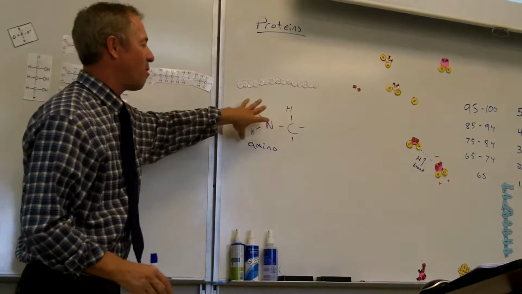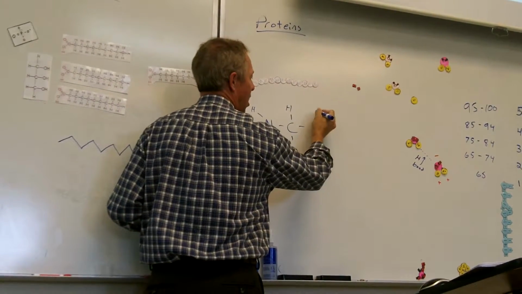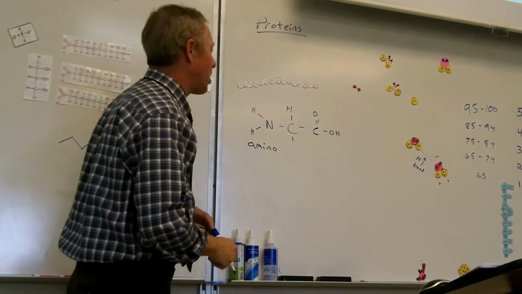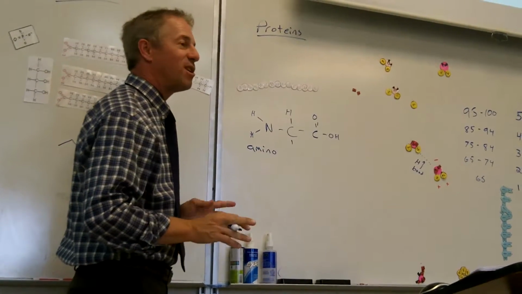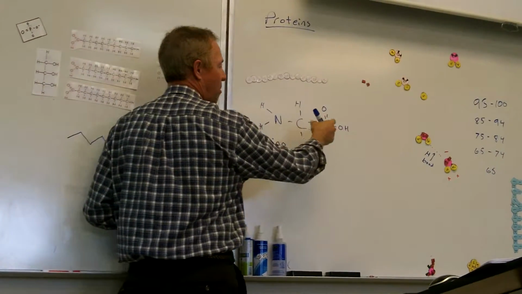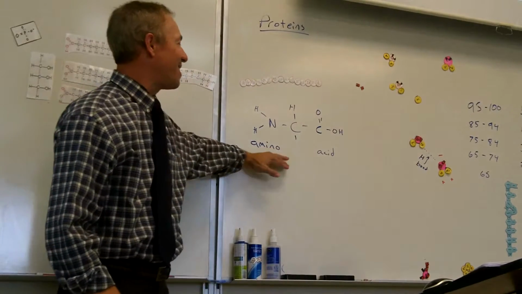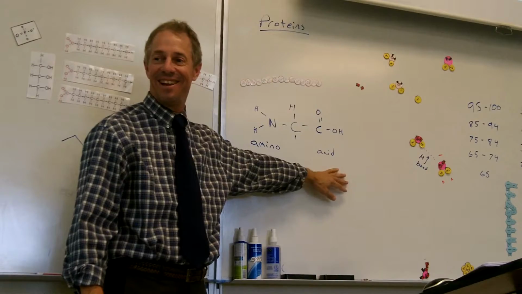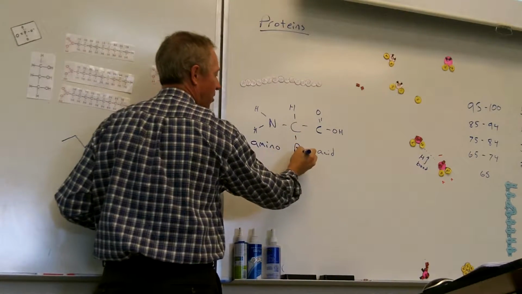So that's sticking off one side of the carbon. Off the other side of the carbon is a COOH group. That's also called a carboxyl group. It's also called an acid group. So amino group on one side of the carbon, acid group on the other side of the carbon. Can you see why they call it an amino acid? Yep. And hanging down from the carbon is something we call an R group.